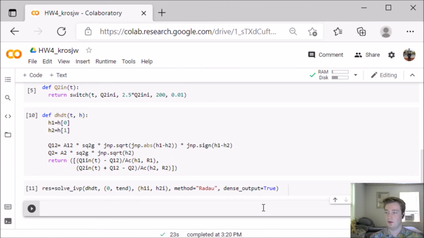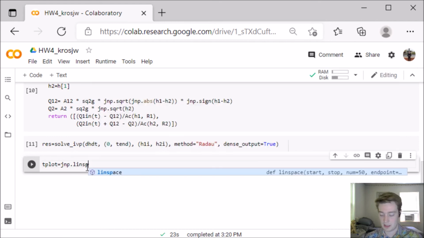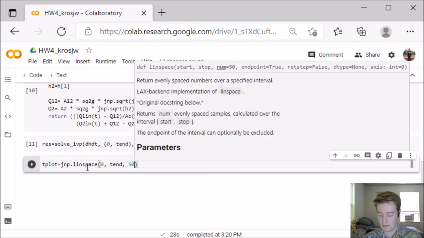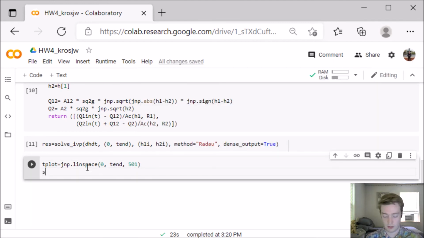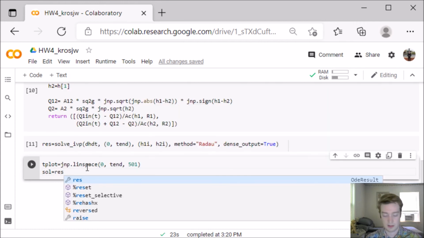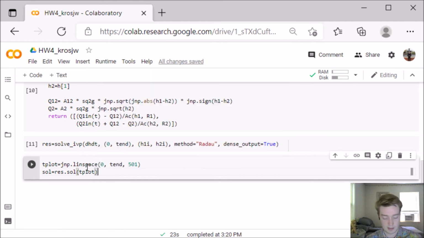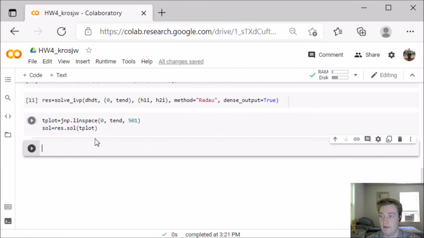So now we want to graph this result. We want x values for our x-axis, so we're going to call that tplot equals np.linspace, and it's going to go from 0 to t end, with 501 points, okay? Now our solution is going to equal our result.sol for tplot, just like that. All right, and now I believe we are ready to graph these.